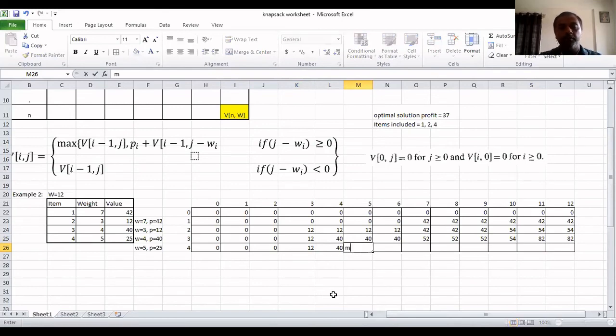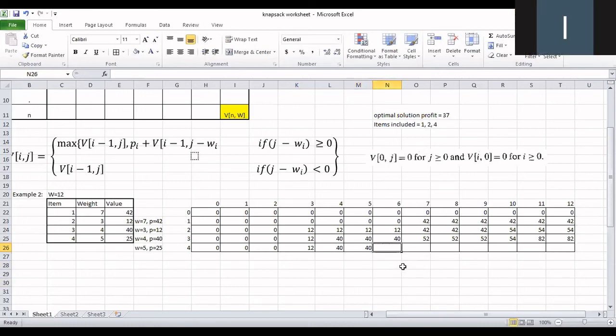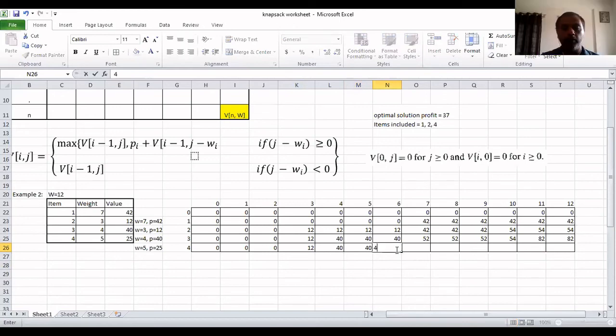So it's a max of previous profit, that is 40, and the current item's price, 25, plus 0. Which is maximum? 40. So therefore we have a value 40. Same way. How about the next one? 52, sir? You got 42? 40 only, you know? Yes, sir. 40 only. The next one, 52.